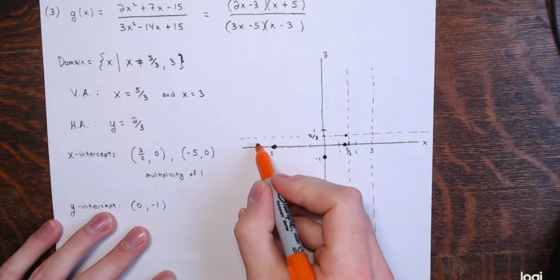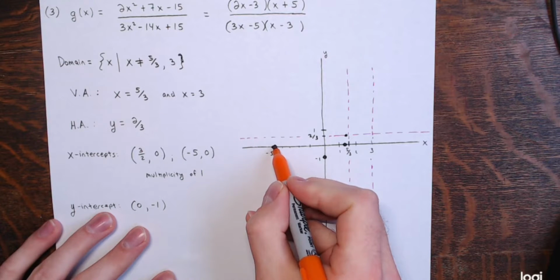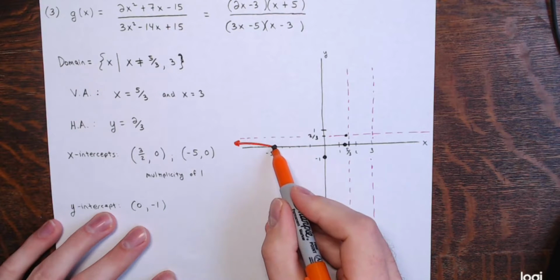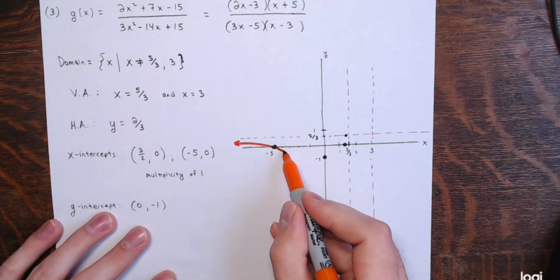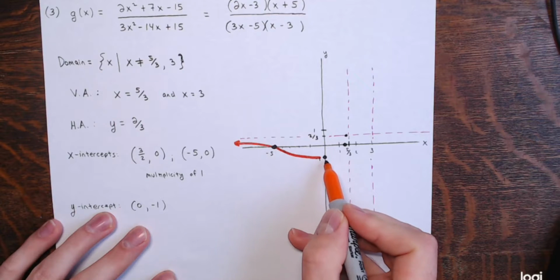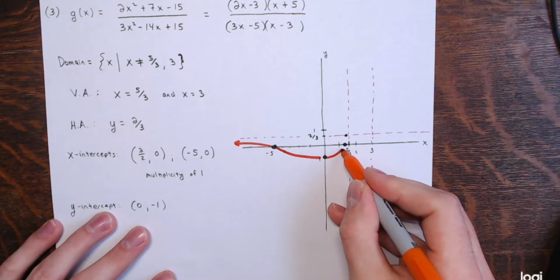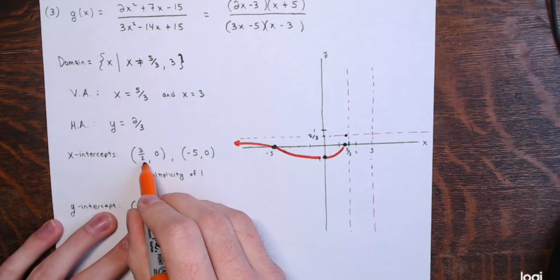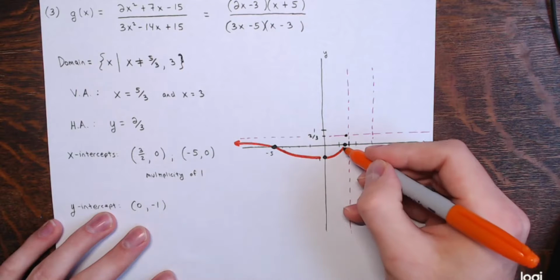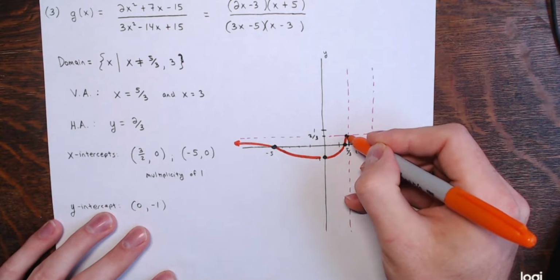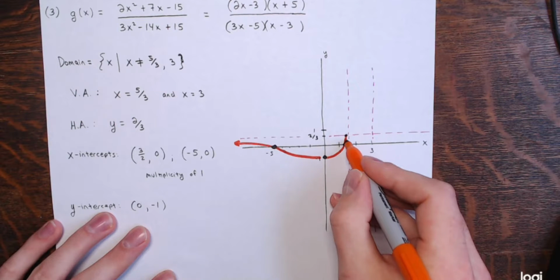It's going to be crossing -5, 0. Got to go toward the horizontal asymptote as I go to the left. Again, the multiplicity of -5 was 1, so it's crossing the x-axis. It's got to come down and hit the y-intercept at 0, -1, and then come up and hit 1.5, that's 3 halves, which has a multiplicity of 1 again, so it crosses over, and it's crossing the horizontal asymptote here at 2/3 at 75/49.